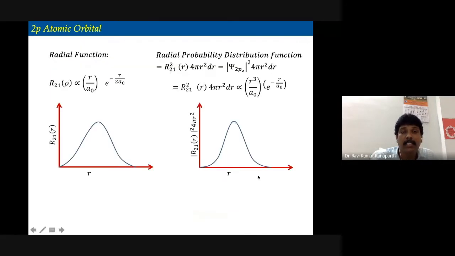Now let us look at how the plot of the angular function, the spherical harmonics function, looks. Can we plot it or not? Well, we can easily plot it. The spherical harmonics of the 2p orbital which we are discussing, Y10 of theta comma phi, contains only cos theta. There is no phi part, only cos theta. Now, what are the possible values we can assign for theta?